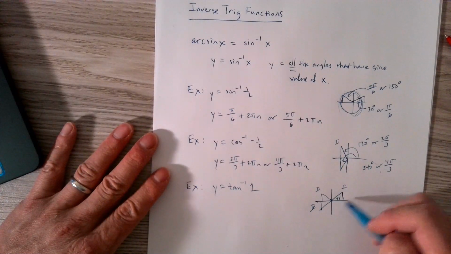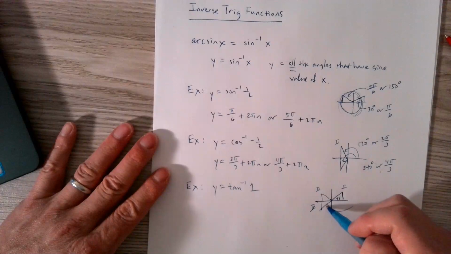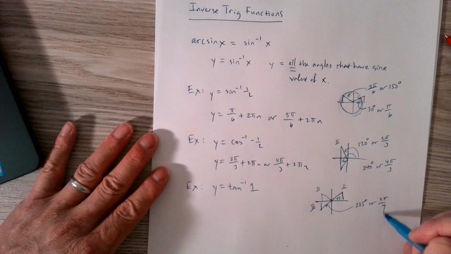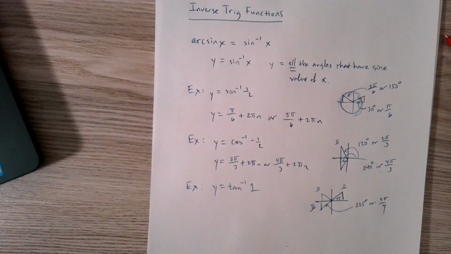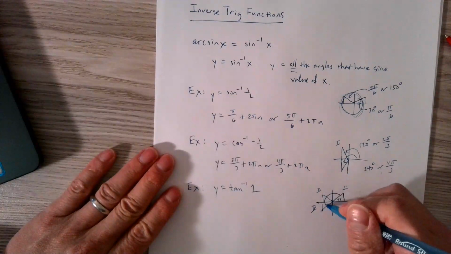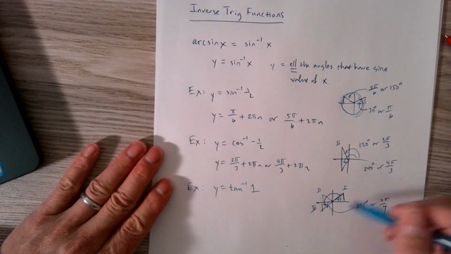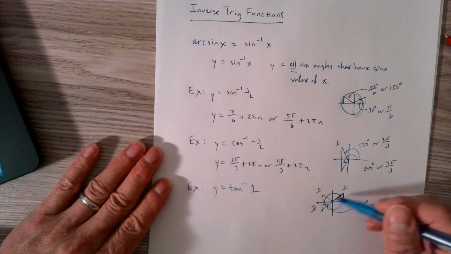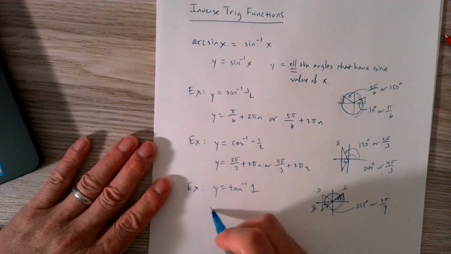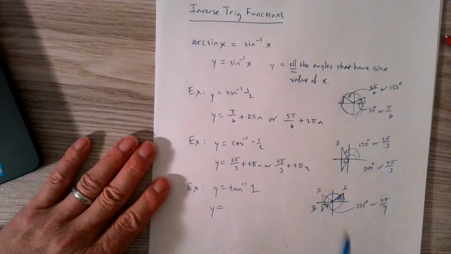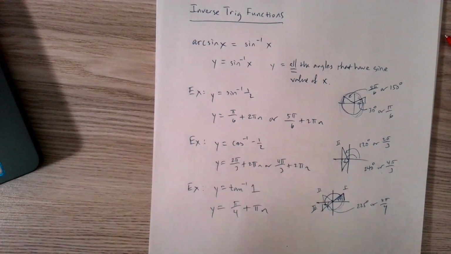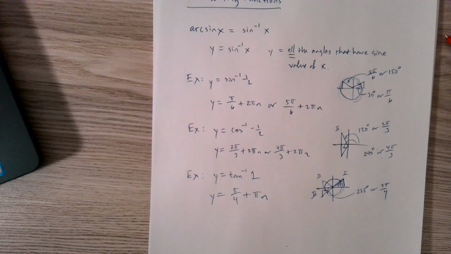So at 225, or 5 pi over 4, we get a tangent value of positive 1 again. And that happens to be 180 degrees after this one. We won't get another one in quadrant 4, and then when we're in quadrant 1, we'll be back at 45 degrees. So in this case, we can express all of those angles as pi over 4 plus pi n.